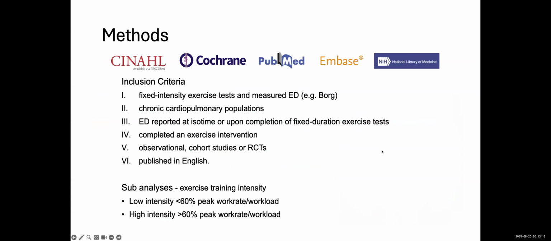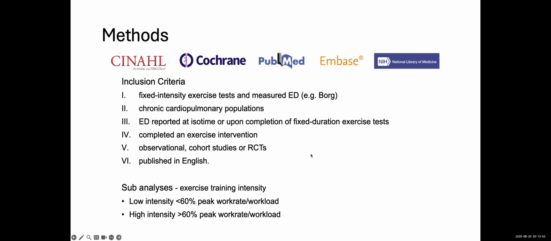What we're up to at present is we've undertaken the systematic searches in 5 of the electronic databases, as you can see here. Inclusion criteria is very similar to the larger 23 publication in that we're looking at only exercise tests that were fixed intensity and that measured exertional breathlessness. So if they were a constant rate exercise test till exertion, did they have iso-time exertional dyspnea measured throughout? There's a lot of trawling through these articles to find that detail because it's not always reported.